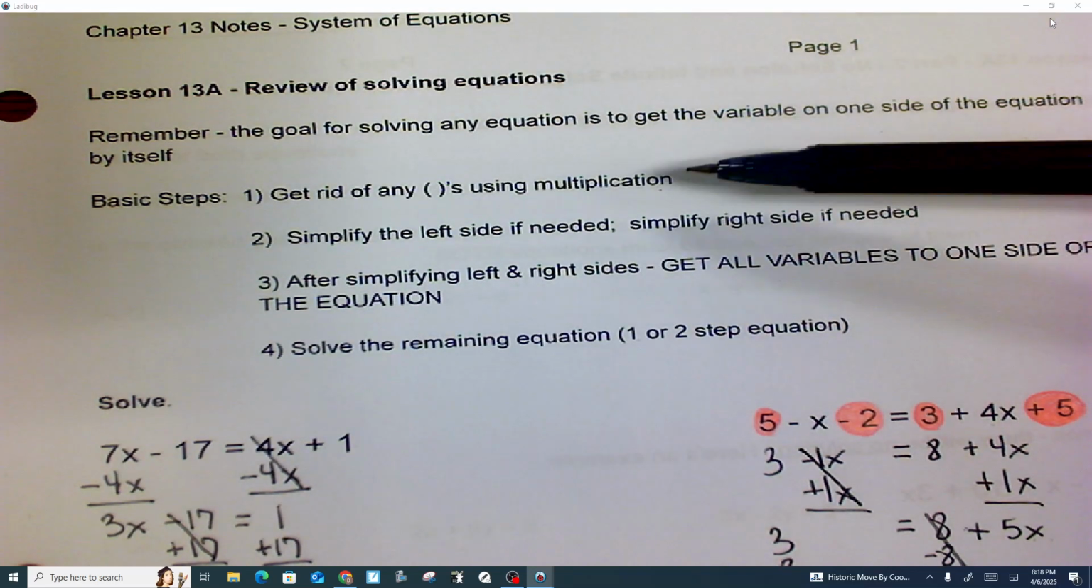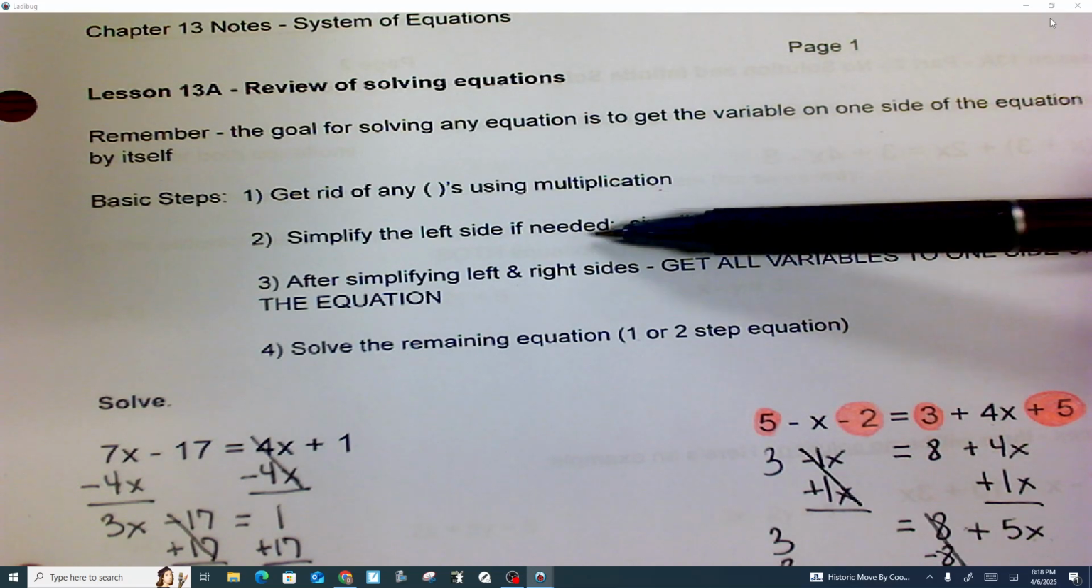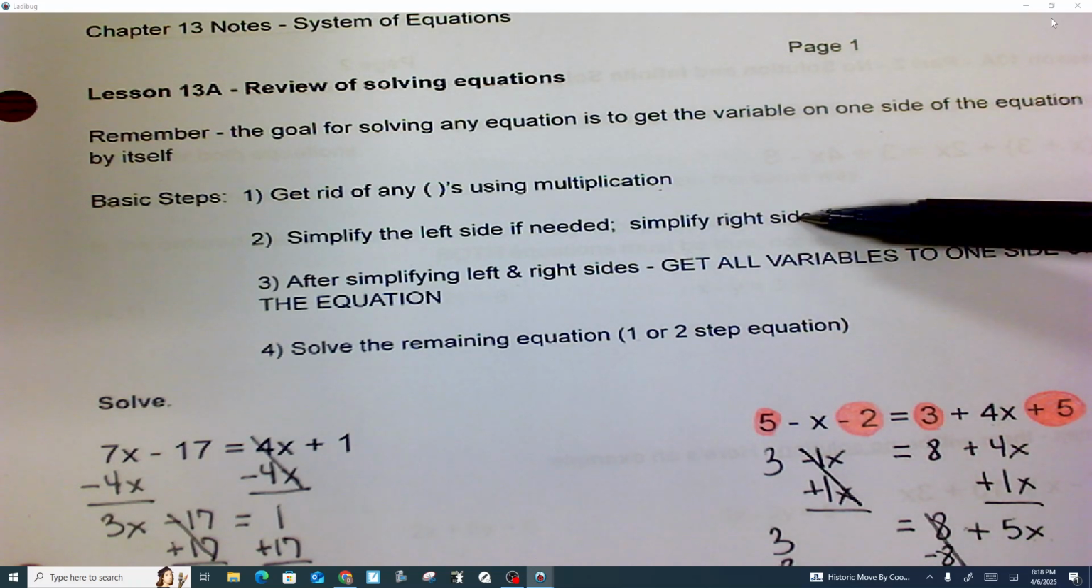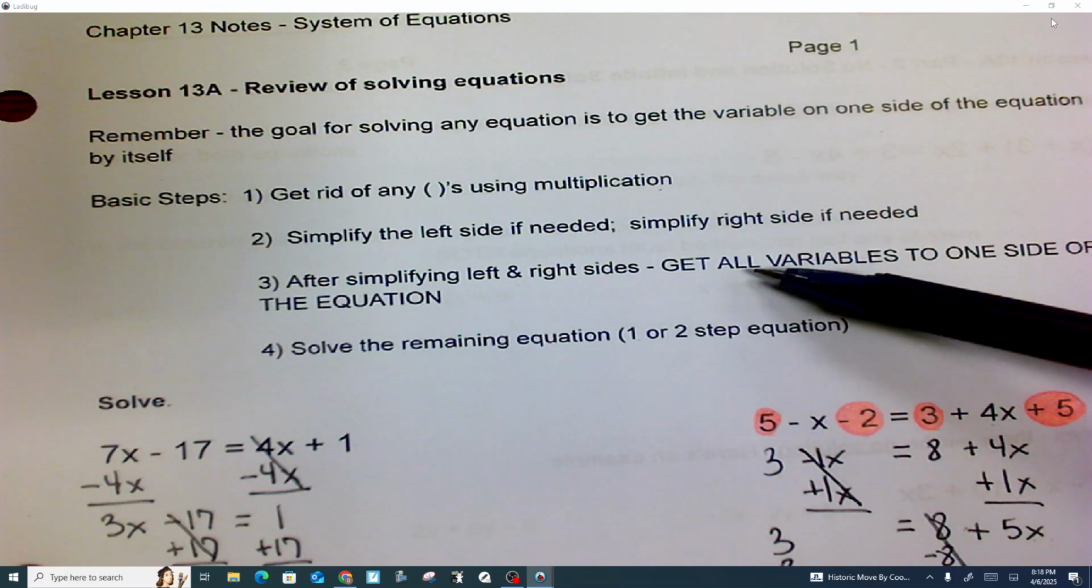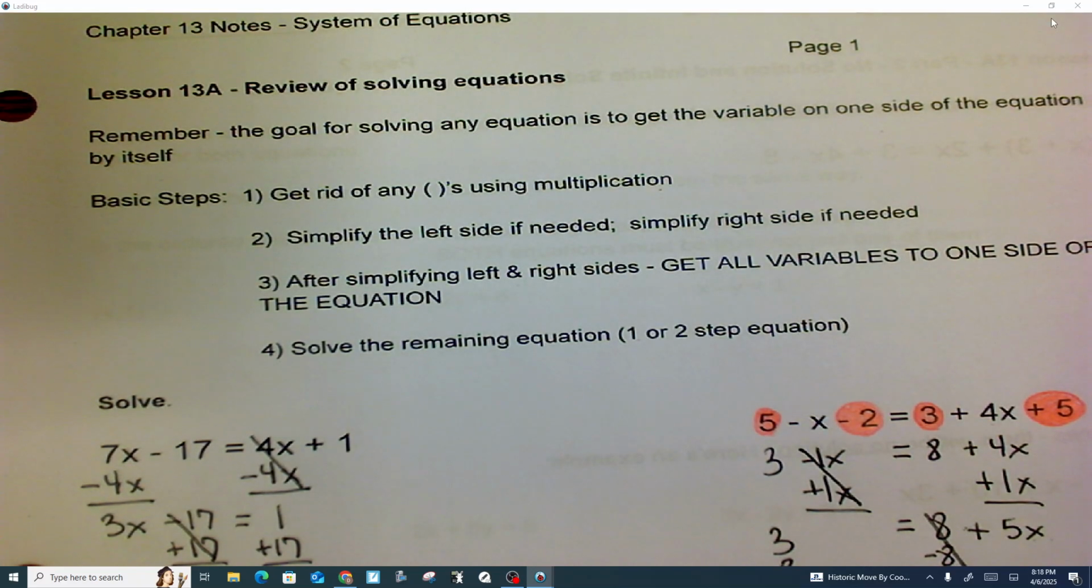Always checking these steps. Get rid of parentheses first. Simplify anything on the left side if you can, combine like terms where possible on the left side. Combine anything on the right side. Then if you notice that all the variables are on both sides of the equal sign, get them all to one side and then boom, you have a 1 or 2 step equation to solve.